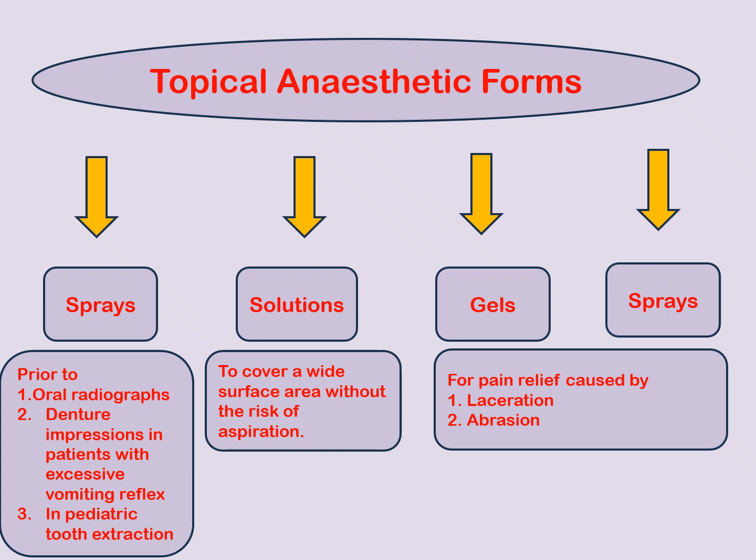So various anesthetic forms include sprays, which can be used prior to taking oral radiographs and prior to taking denture impressions in patients with excessive vomiting reflex, and also pediatric patients for tooth extraction. Coming to the solution form, it is used to cover a wide surface area without the risk of aspiration. Whereas gels and sprays, they are used for pain relief caused by laceration and abrasion.